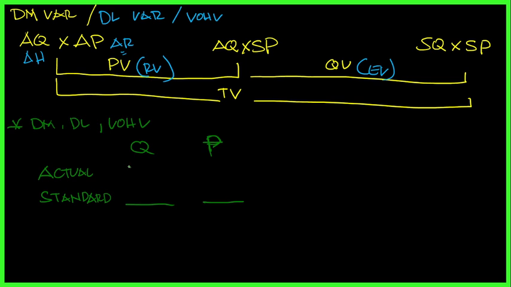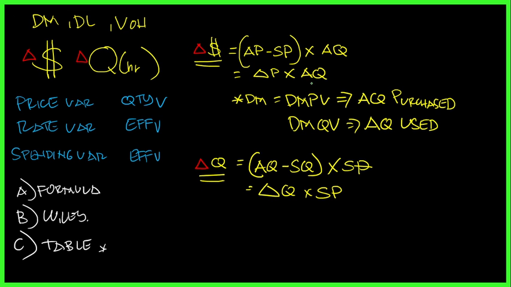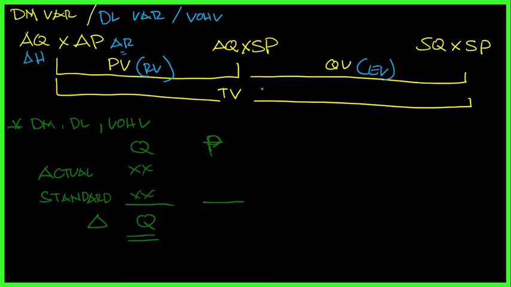Sulat mo lang yung actual quantity and standard quantity. This is now the difference in your quantity, not your quantity variance, just the difference in your quantity. Yun yung gagamitin mo dito pag nagfo-formula ka. And this is the difference in price, that's the difference of your actual price and your standard price. And then here, you now have your total actual cost, and then you have your total standard cost.